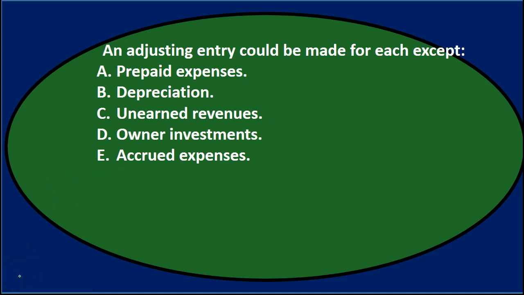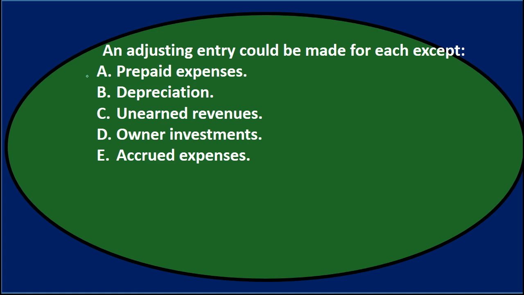Next question. An adjusting entry could be made for each except A. Prepaid expenses, B. Depreciation, C. Unearned revenues, D. Owner investments, E. Accrued expenses. Reading through that one more time, we're going to say an adjusting entry could be made for each except A. Prepaid expenses.